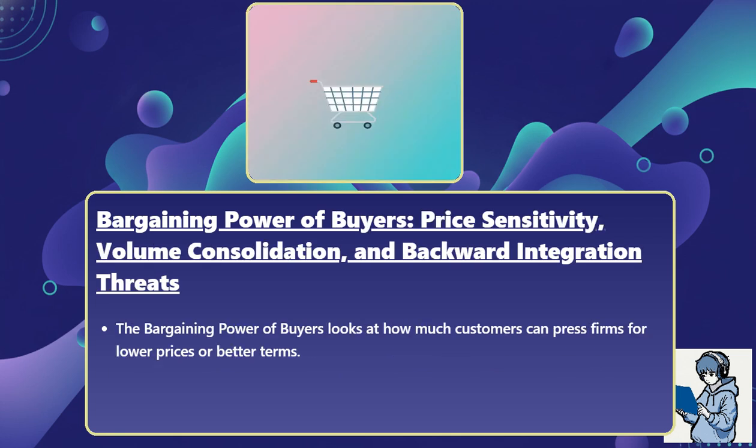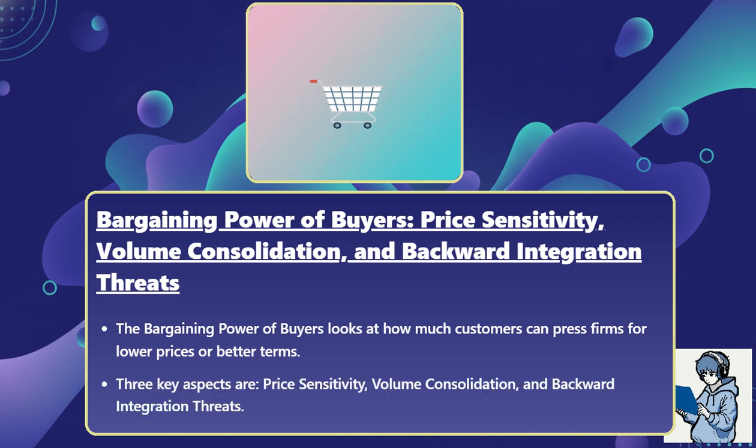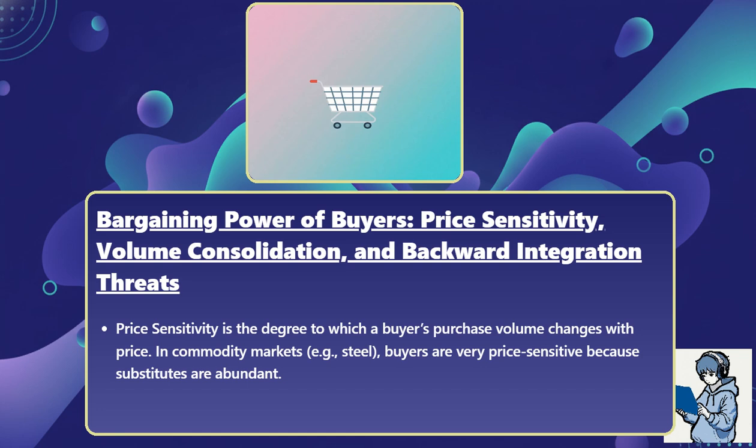The bargaining power of buyers looks at how much customers can press firms for lower prices or better terms. Three key aspects are price sensitivity, volume consolidation, and backward integration threats. Price sensitivity is the degree to which a buyer's purchase volume changes with price. In commodity markets, for example steel, buyers are very price sensitive because substitutes are abundant.